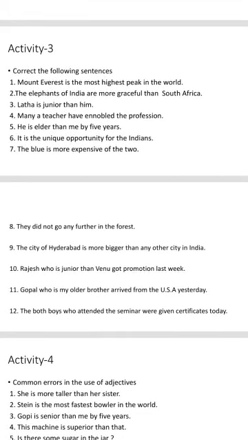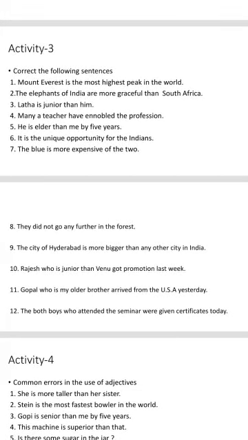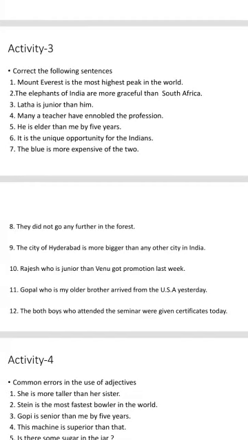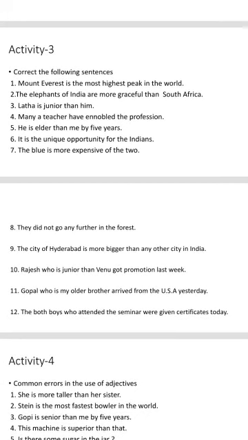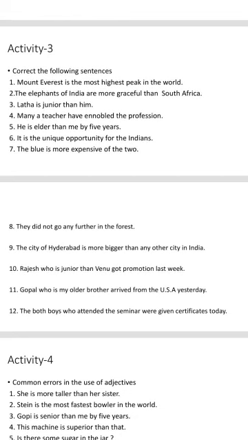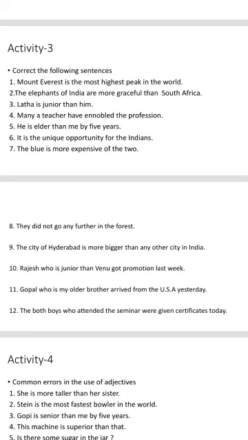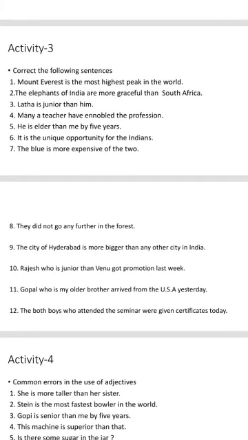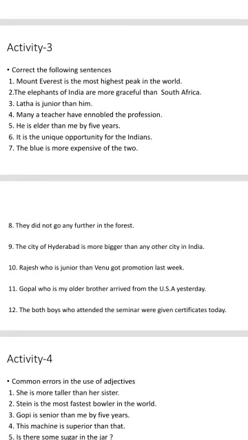The second sentence, the elephants of India are more graceful than South Africa. So here the structure, the syntax, the correct sentence is the elephants of India are more graceful than those of. We are adding those of. These two words we are adding into the sentence. The elephants of India are more graceful than those of South Africa. This is the correct sentence.